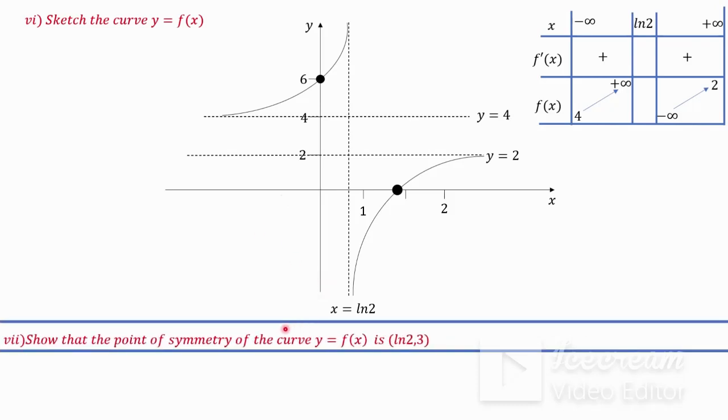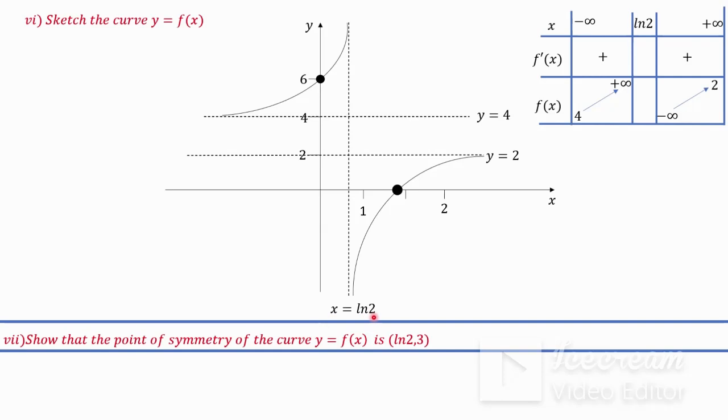Now for Roman 7, we are being asked to show that the point of symmetry of the curve y equals f of x is (ln 2, 3). How do we show it? Since there are 2 horizontal asymptotes here and 1 vertical asymptote, we are simply going to look for the midpoint between these 2 horizontal asymptotes. That is going to be the value of y, and the value of x is simply this vertical asymptote which is alone, that is x equals ln 2.